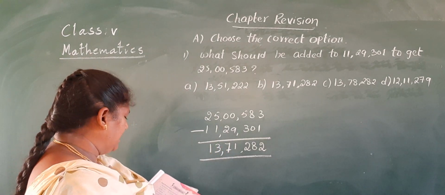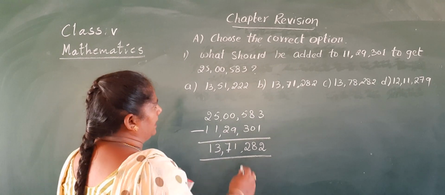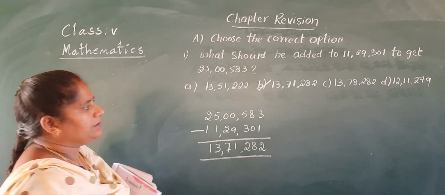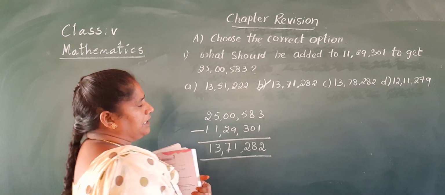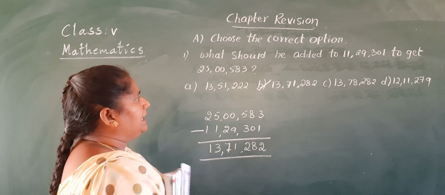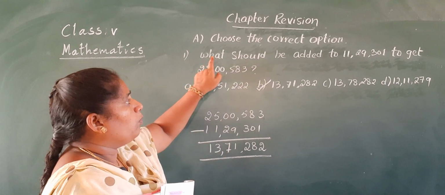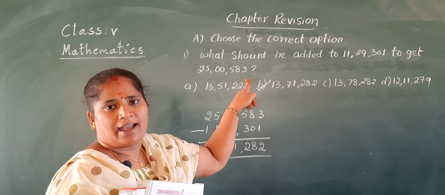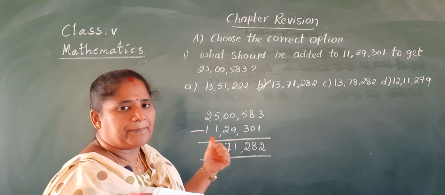So 13,71,282. So the correct option is B. All of you put the tick mark for B. Then you will get one doubt. What should be added to this number to get this? Added means, why do we do subtraction?